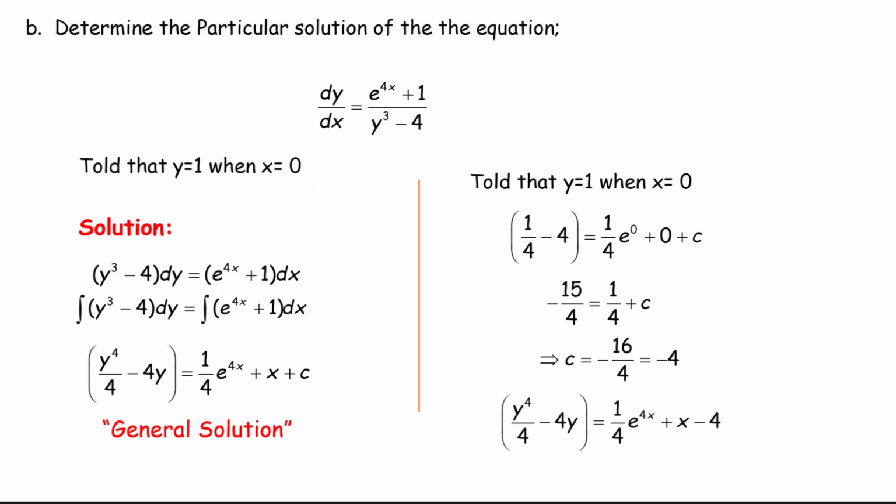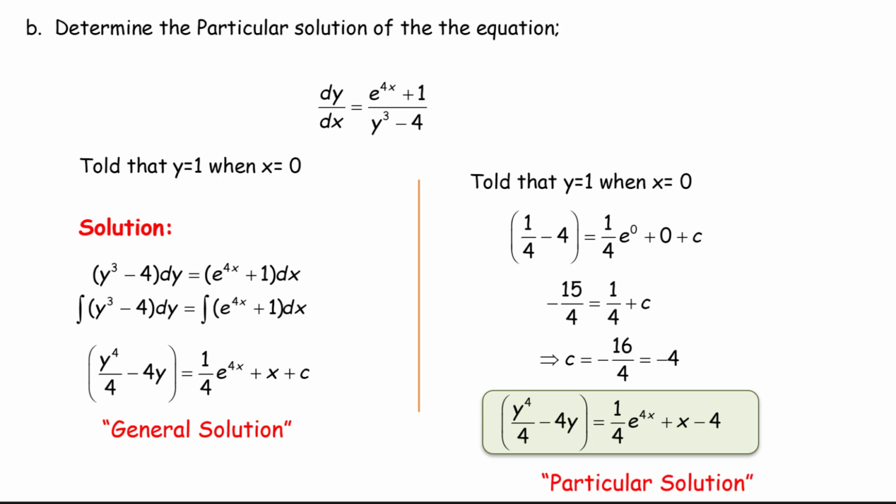So y to the 4 over 4 minus 4y is equal to 1 over 4 e to the 4x plus x minus 4, because c is minus 4. So this is in fact the particular solution. That's how we get the particular solution. We get the general solution first, and then we use our condition to find c, and once we get c we substitute it back into the general solution. Okay, so that was part B.